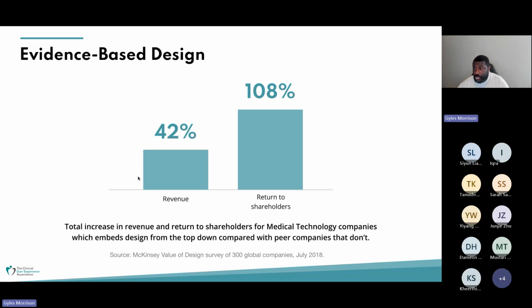All of this leads to a 42% increase in revenue and 108% increase in return to shareholders. And this came from a report done in 2018, Value of Design by McKinsey. It's a good report, actually. It's still very valid to this day, even though it's 7 years old.